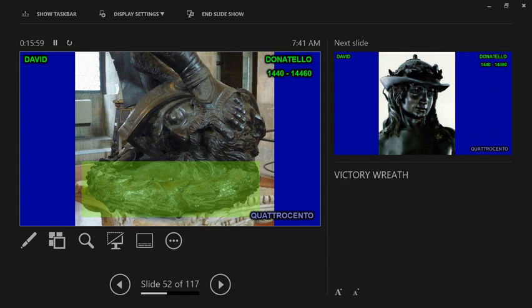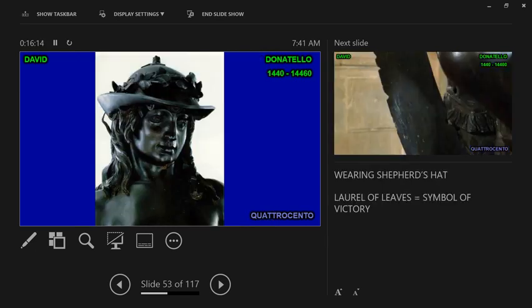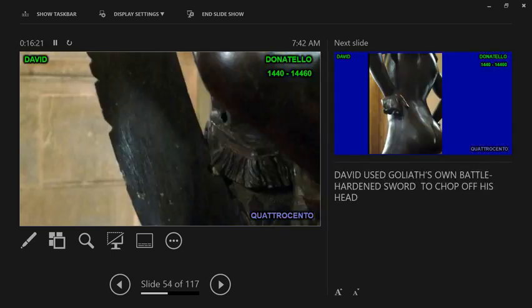Yeah, I did a really bad job of coloring in the bottom of the sculpture. Below the head of Goliath is a laurel wreath, a symbol of victory. On top of his shepherd's hat, he has a laurel wreath, which is a symbol of victory. If we look close at the sword, we can see all these nicks in the sword. This is not a fine, beautiful sword. This is a very blunt weapon.